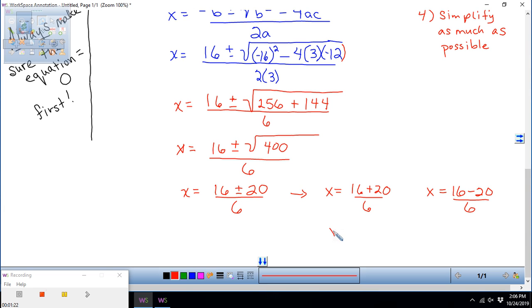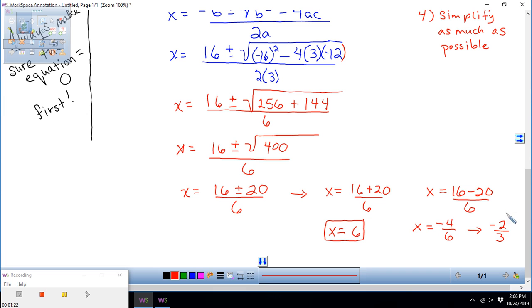So the first answer, if I simplify this out, 16 plus 20 is 36 divided by 6 is 6. So my first answer is x equals 6. Second answer, we have 16 minus 20, which is a negative 4. And we're dividing that by 6, and negative 4 divided by 6 becomes negative 2/3.